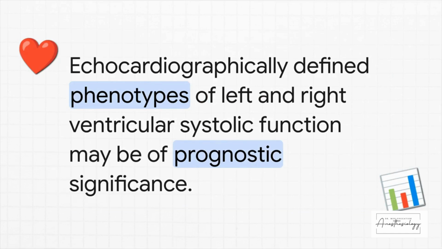The guidelines point out that specific findings on the echo, things like different phenotypes of LV and RV dysfunction, can actually carry significant prognostic weight, helping us to risk stratify these very sick patients early on.